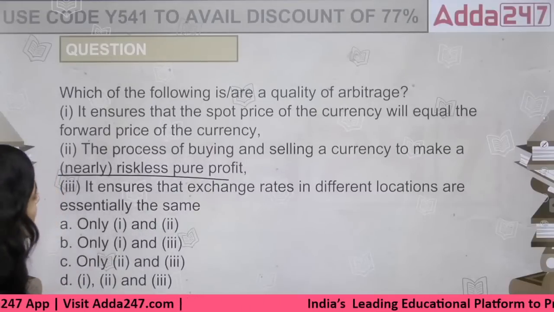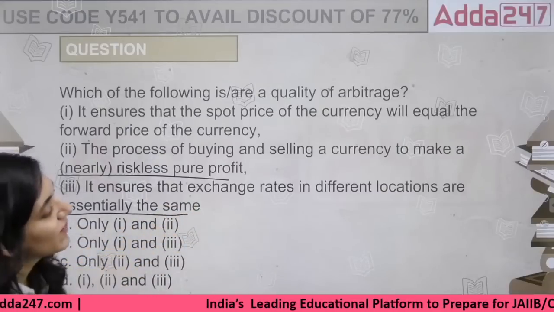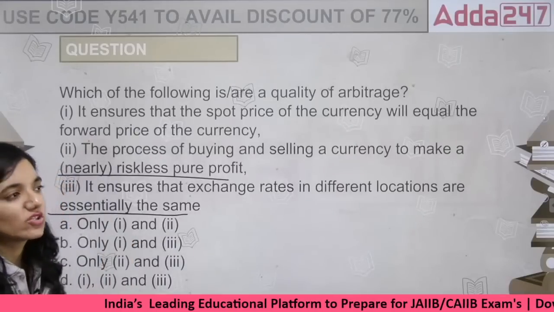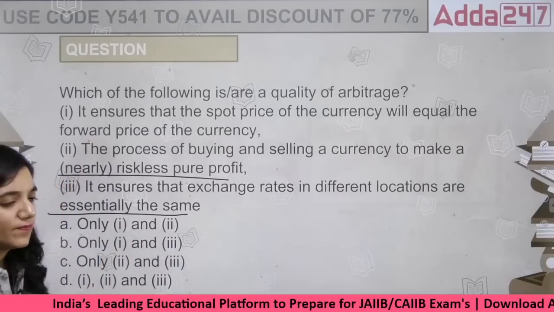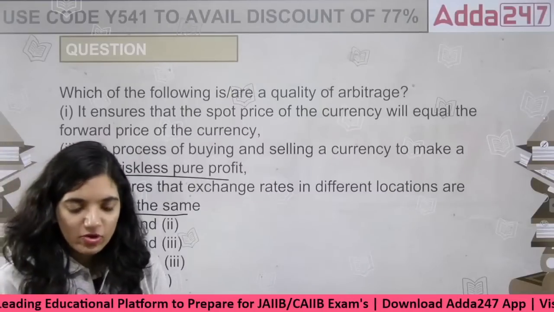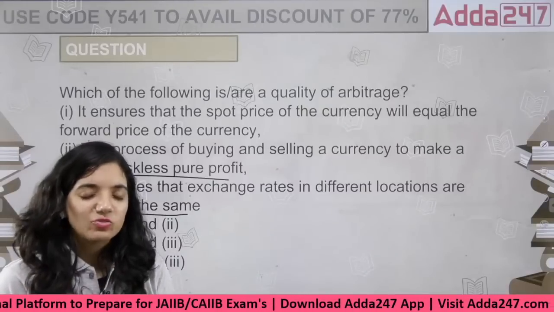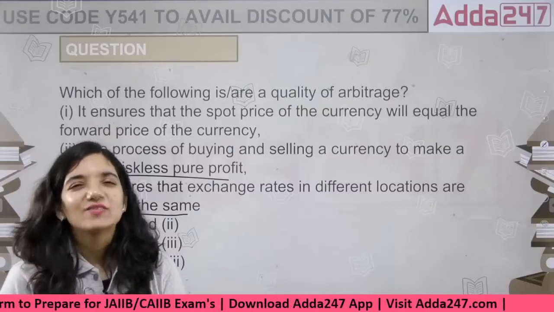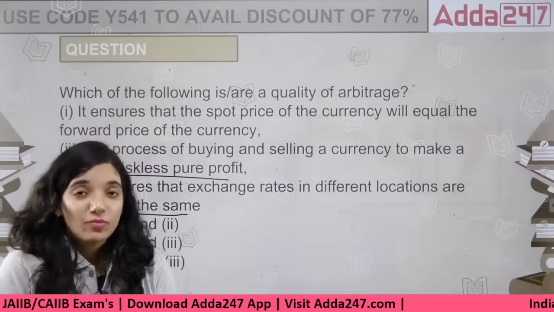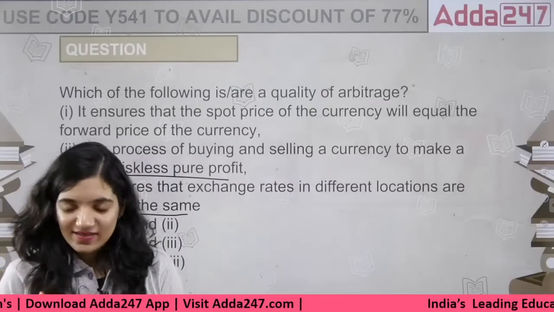In arbitrage, what we do is ensure the exchange rate in different locations are essentially the same. When we talk about arbitrage, we are looking for an opportunity where we can make money out of it, and at the same time, we know that there is a good chance that we can lose money. So if we can lose money, let's create a counterpoint. If I'm selling something, let's buy something as well at the same time.